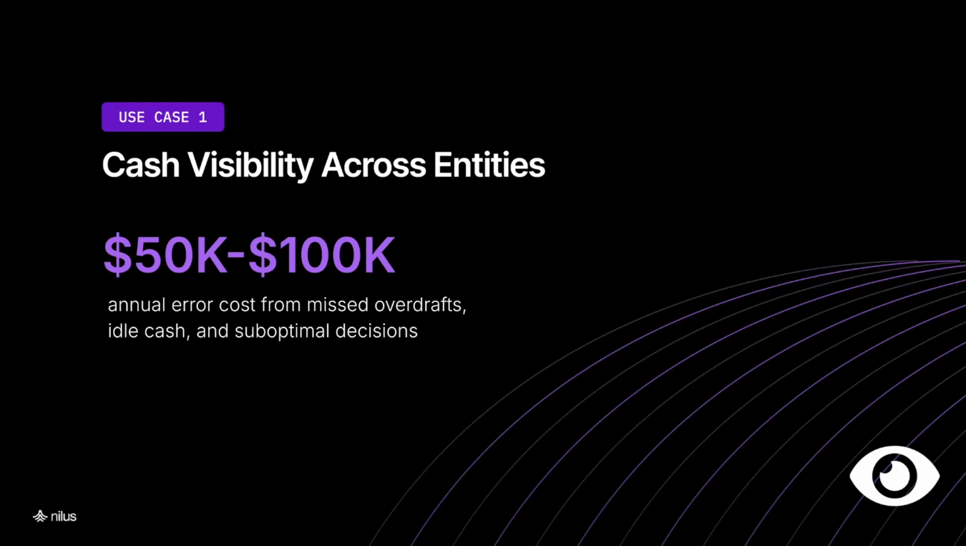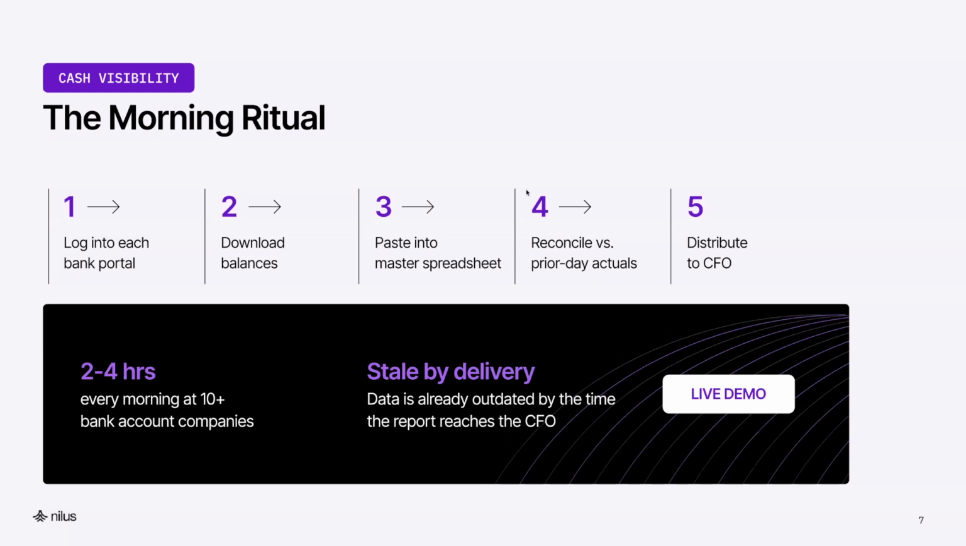We're talking about 50 to 100K a year in missed overdrafts, idle cash sitting around earning nothing, and suboptimal decisions just because the numbers that we were looking at were 6 to 8 hours old. So here's the ritual. You log into each bank portal individually, you download the balances, you paste them into the master spreadsheet or file that you're consolidating all this into. You reconcile it against yesterday's actuals, package it up, and send it to the CFO.